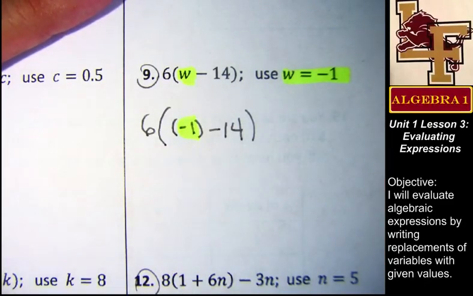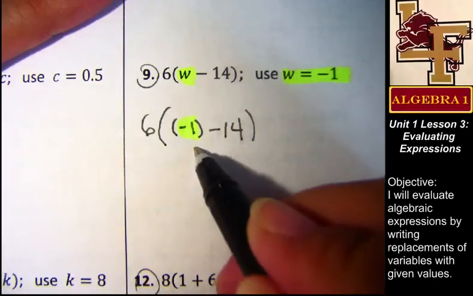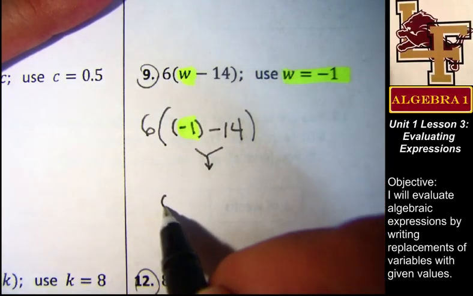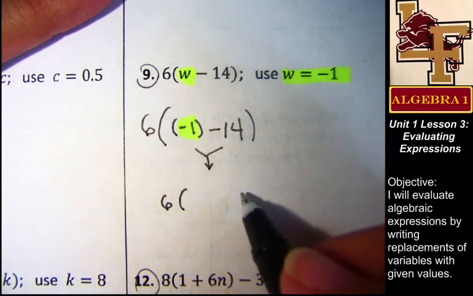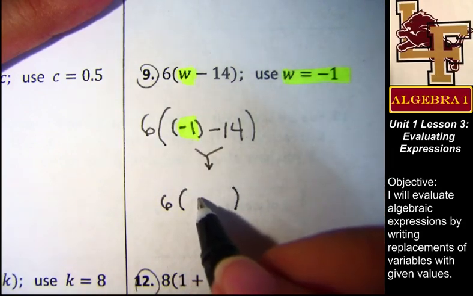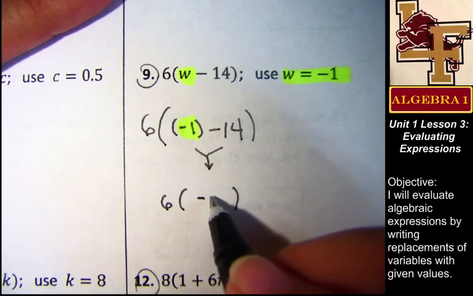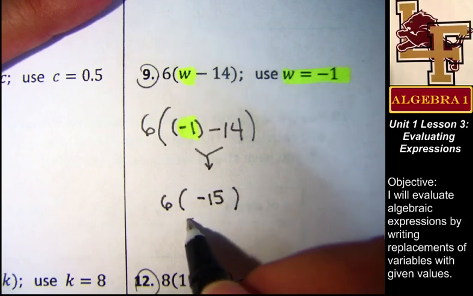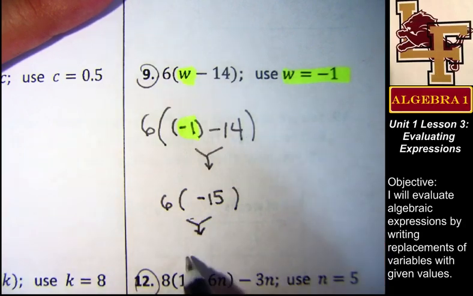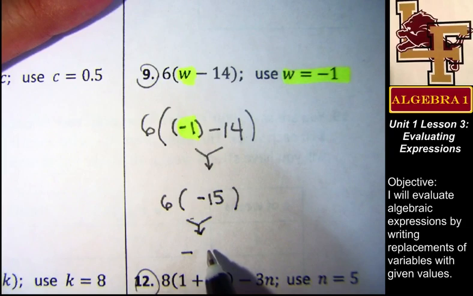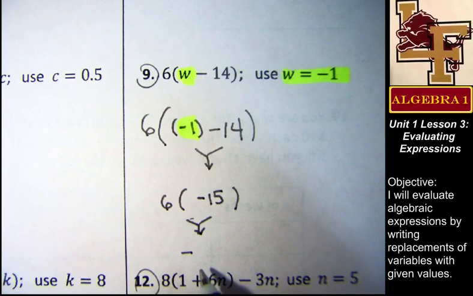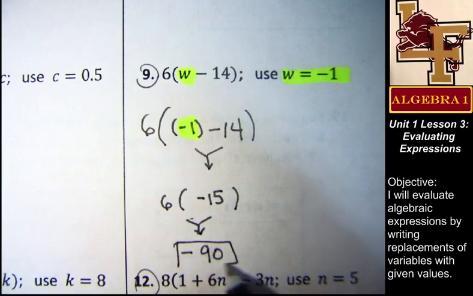Looking at this as a whole, I see I've got some parentheses. So I'm going to handle this set of parentheses. -1 minus 14 is? -15. Very good. 6 times -15? -9. We're multiplying. Oh, sorry. It's okay. 6 times -15. -90? Okay. Oh, because it's like the other one from number 7, isn't it? Yeah, okay. And then we're done.